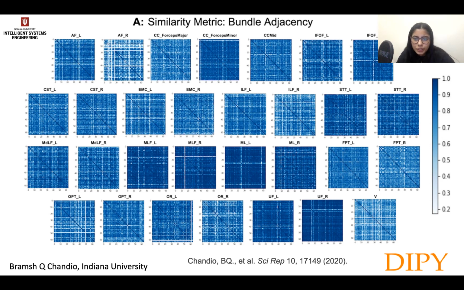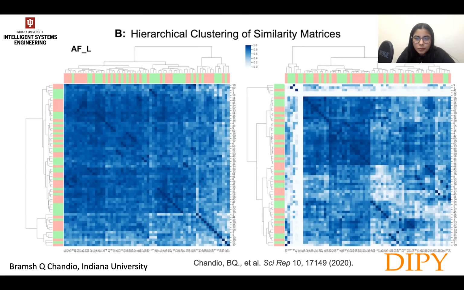Another interesting thing that we did here is hierarchical clustering of shape similarity matrices. Here we can see this is arcuate fasciculus left on the left, and arcuate fasciculus right on the right, and we did some clustering here. And these bars tell us that green means control and red means patient. So this tells us which group that subject belongs to, because now the order is changed. Before, we knew that the first 32 were control and the last 32 were patients.